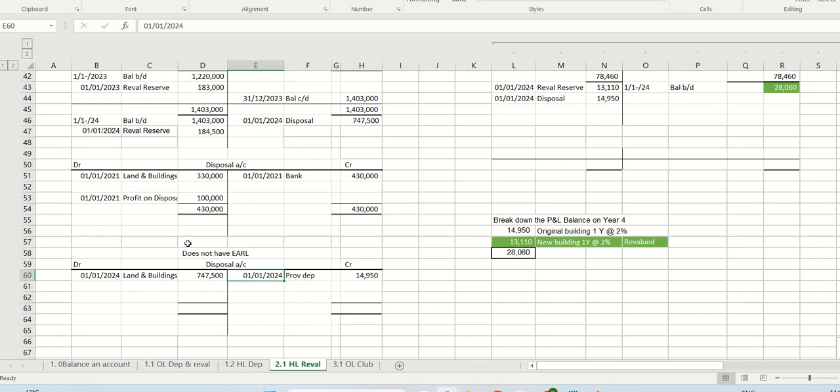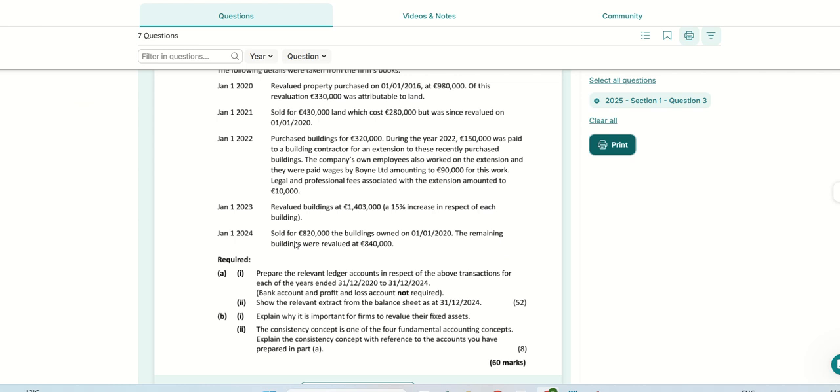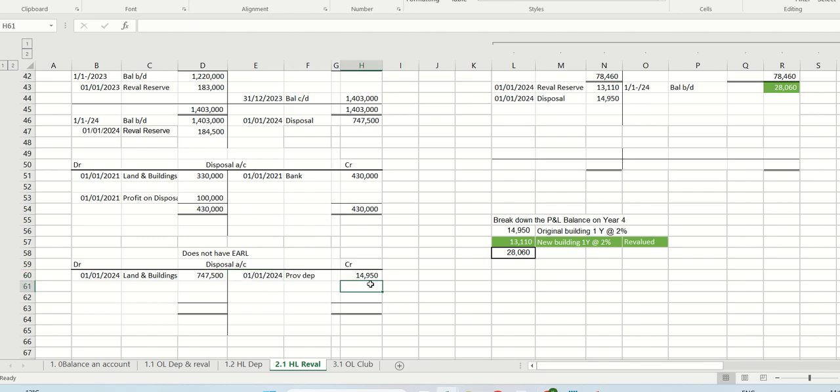Okay. Now we must go back to the question and find out what did we get for it when we sold it. So sold for 820,000. Okay, 820,000 into the bank, debit bank, credit disposal account. Okay, so we did well on this one as well. So we will have made our balance on a disposal account. Okay, so we just have a profit on disposal of 87,450.